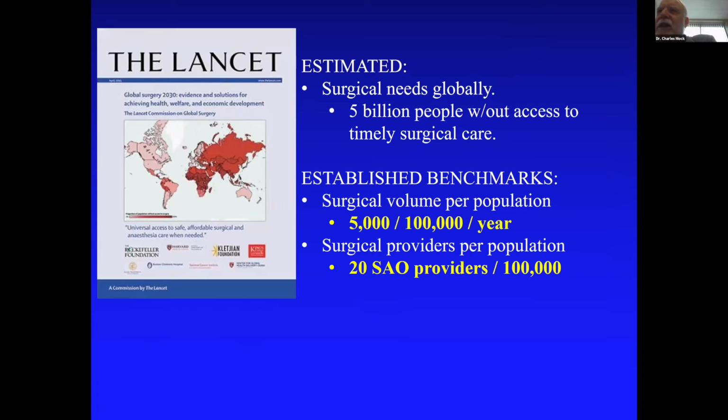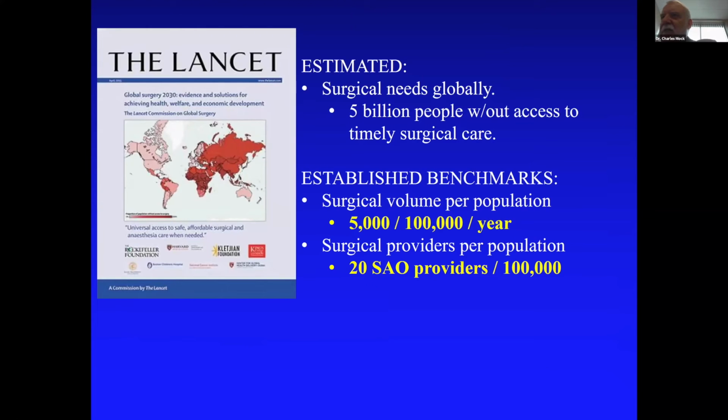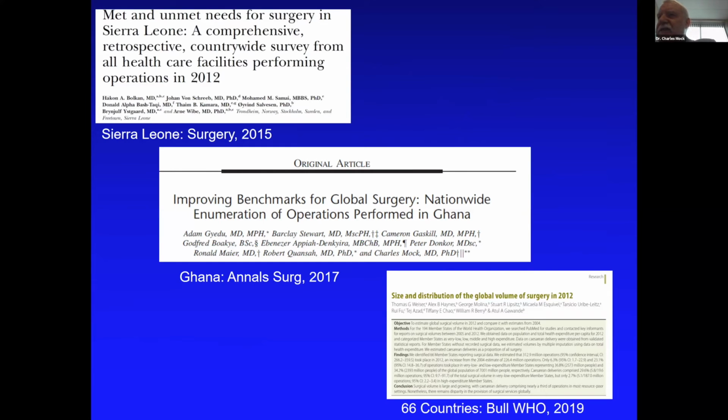In the same vein, the Lancet Commission has done a great job in defining some benchmarks, ideal surgical volume per population, what would be a minimum acceptable level of surgical providers, SAO, surgery, anesthesia, obstetrical providers, at which most of the population-wide effective surgery could be achieved. And there's an increasing number of studies kind of building on this. Prior to this, most low and middle income countries did not have a good handle on their own surgical volumes per year. That's been increasingly looked at, as in these studies.